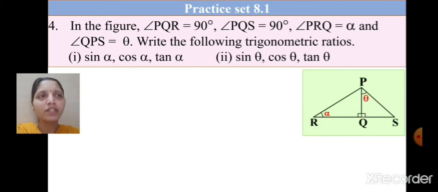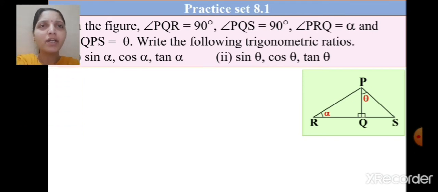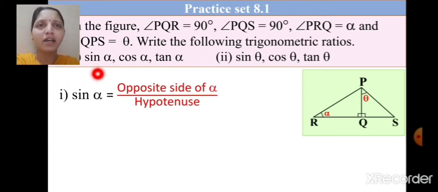So let's start with the first one. Here we have to find sine alpha. So what is alpha? Alpha is the acute angle. This angle PRQ is alpha. I told you acute angles can be denoted by theta, alpha or beta. Any Greek letter you can use to denote the acute angles. So here angle PRQ is denoted by alpha and angle QPS is denoted by theta.